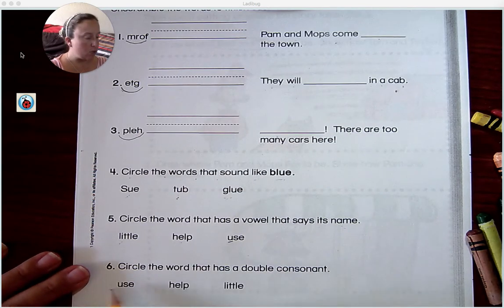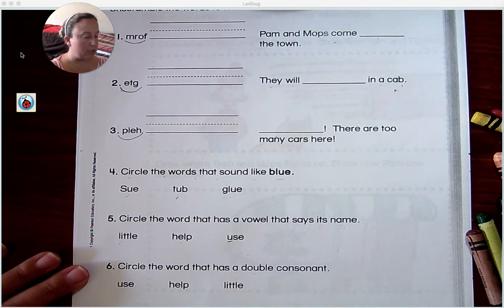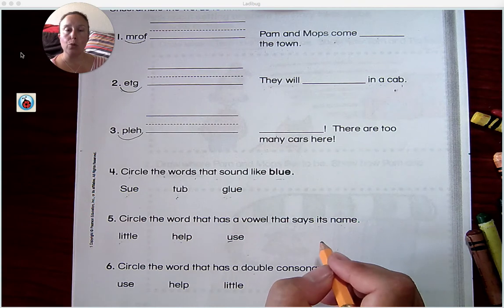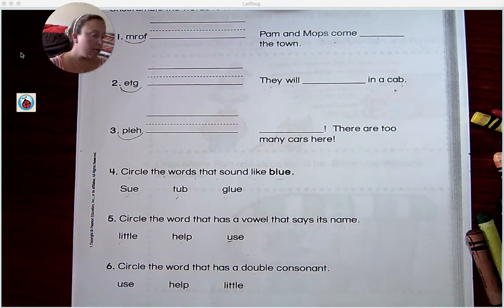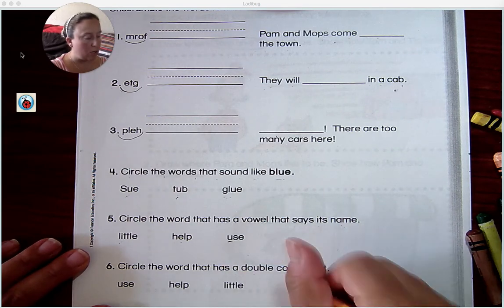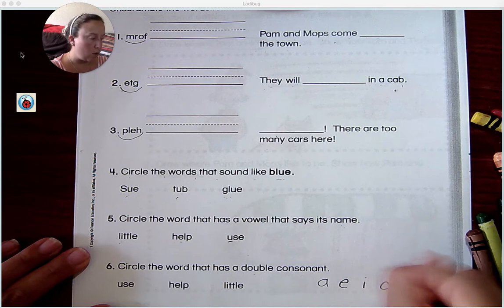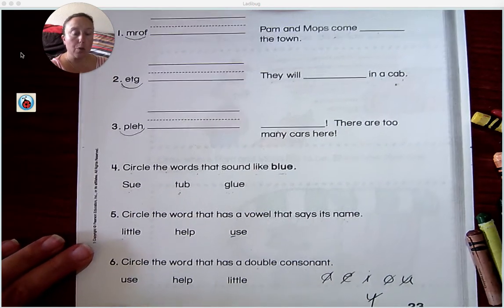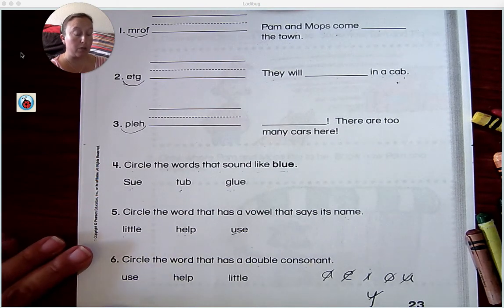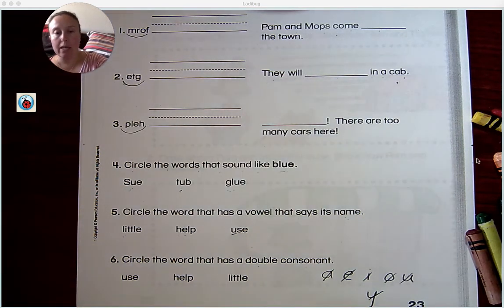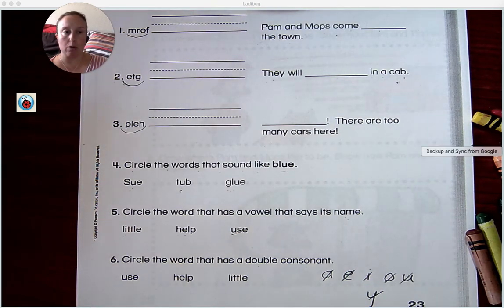Number 6, circle the word that has a double consonant. A consonant is not a vowel, so a vowel is A, E, I, O, U, and sometimes Y. So in the middle, we're looking for a word that has 2 consonants in the middle. So it is not A, E, I, O, U, or Y. It is a word that has 2 of the same letters in the middle, doubles. That is not one of these. Okay, pause, finish your work, then come back to mine, and you'll see that I'll have completed my paper.